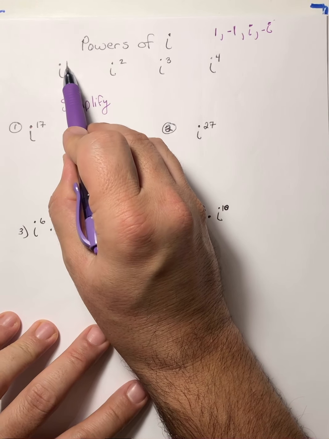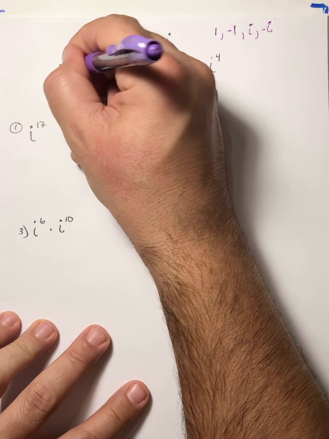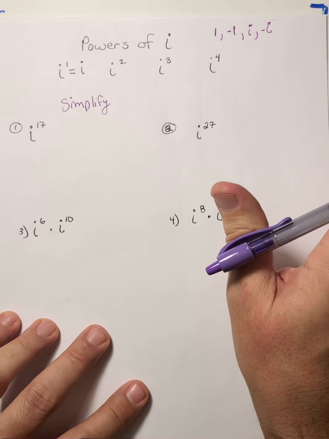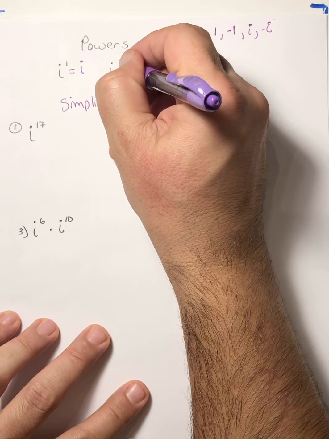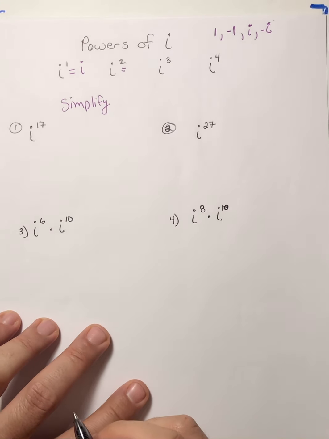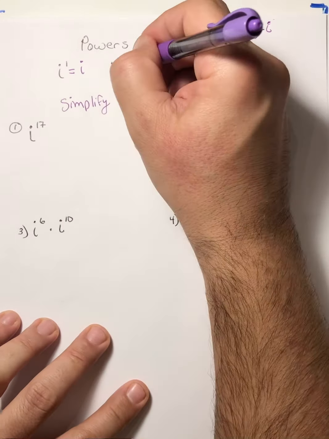So anything to the power of 1, I to the power of 1 is just I. Here I don't need to say square root of negative 1. We just say I. I squared, you just saw on the other side, is negative 1.